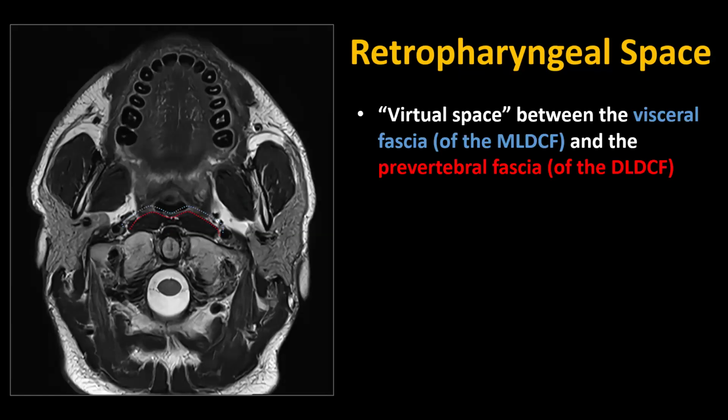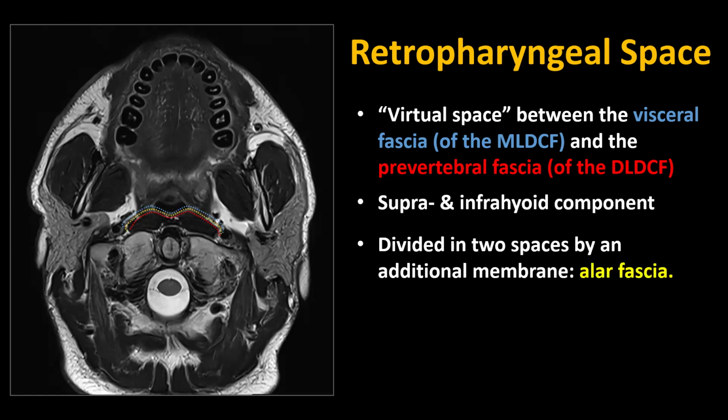As said, it is so thin that in normal situations you can't really see it. So I tried to draw it over here, but it is so small that I can't accurately draw it on this axial T2 weighted image. So this is an approximation. In blue, you see the visceral fascia or the middle layer of the deep cervical fascia. And then in red, we have the prevertebral fascia of the deep layer of the deep cervical fascia. And the retropharyngeal space extends all the way from the suprahyoid to the infrahyoid neck. And when it comes to the danger space, this extends even further all the way into the mediastinum.